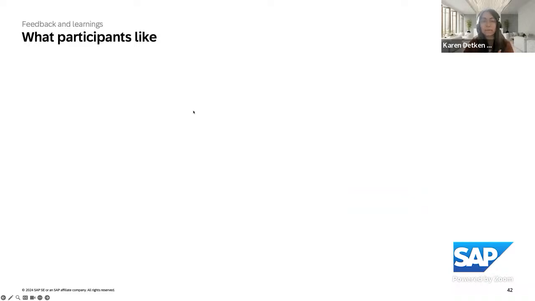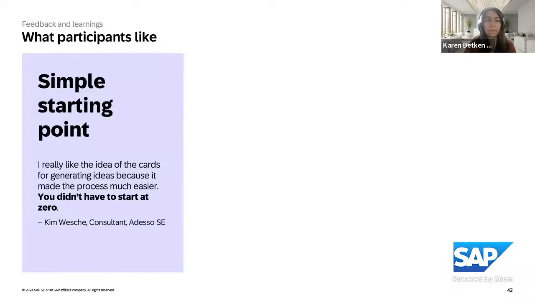So based on all these projects that we have run, there are certain things that have helped the customers the most. One of them is to have a simple starting point. Basically the cards that we provide, people have given us very good feedback about it. They provide a starting point as to what is possible with artificial intelligence so that they have an idea of what the limits are.